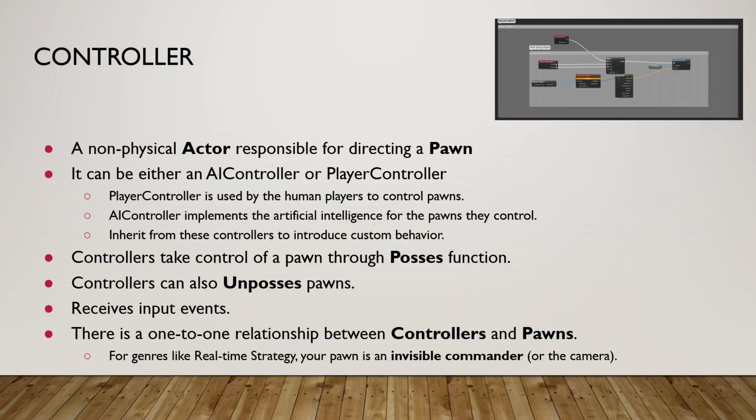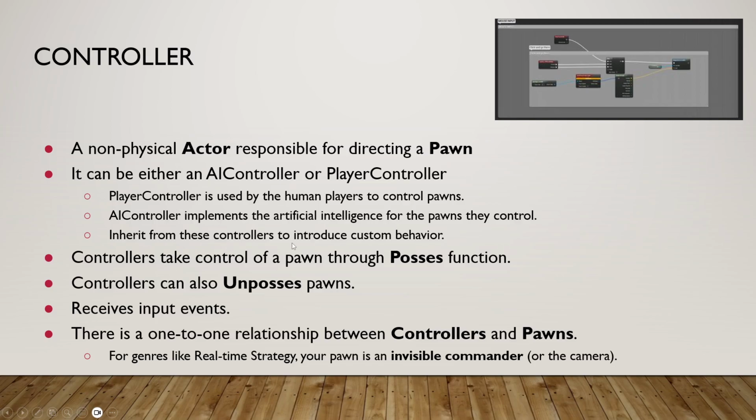Next, the controller technically is an actor. It is there, but it doesn't have a mesh or a picture. It is non-physical. But its responsibility is to direct or control the pawn. This controller can either be an AI controller or a player controller. The player controller needs input from the player, like WASD or moving the mouse. The AI controller needs to use AI functions, so it will not take in any player input at all.